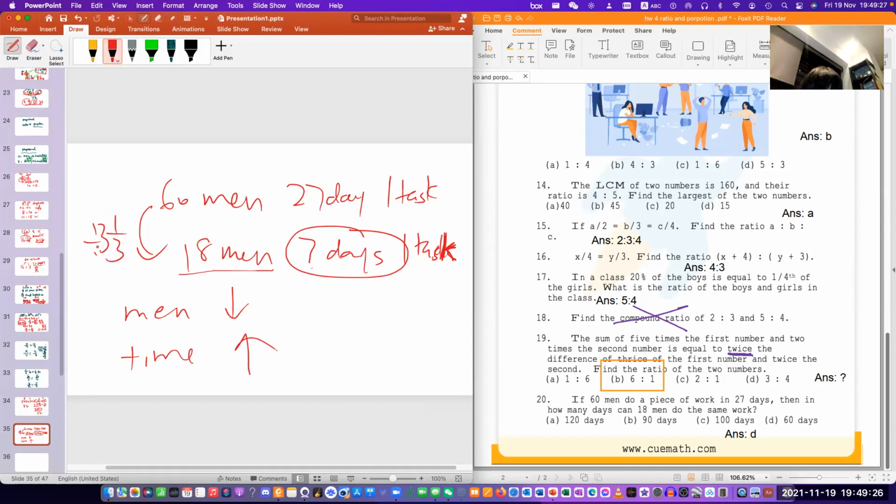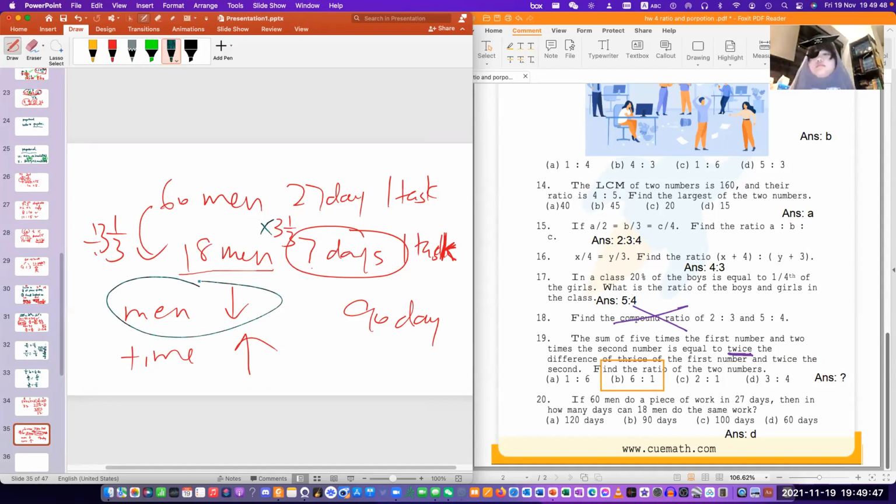So your time should be multiplied by this. So you times 27 times 3 and 1/3. 90 days. Right? So your answer should be 90 days. Because over here your manpower reduces, so you have less manpower to do the same task, so the number of days should increase. So over here you divide, and then here you times, and then you get 90 days. That's the answer. 60 is not correct. All right.